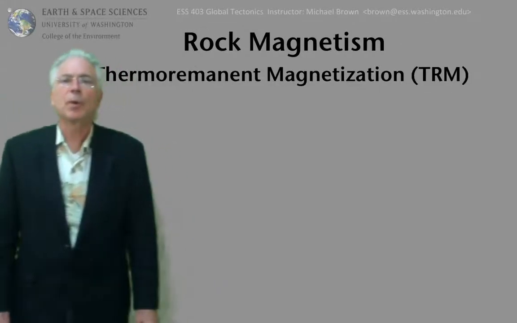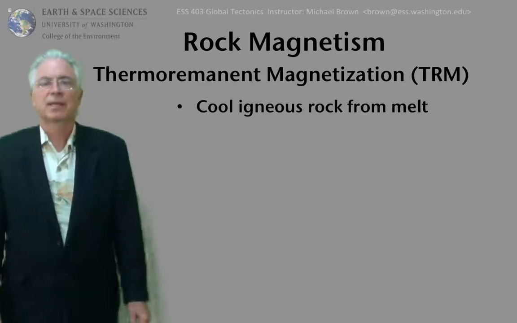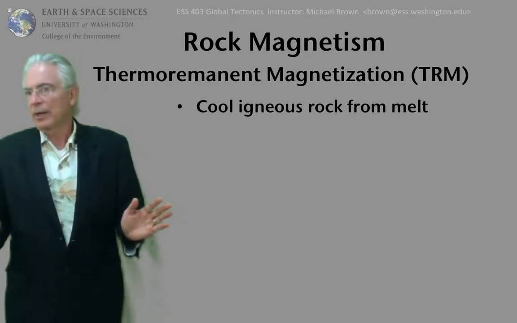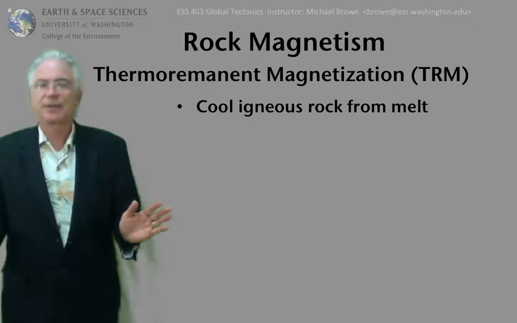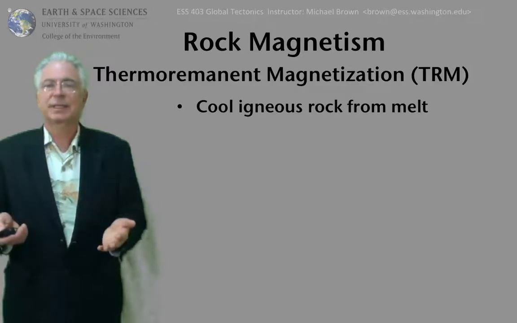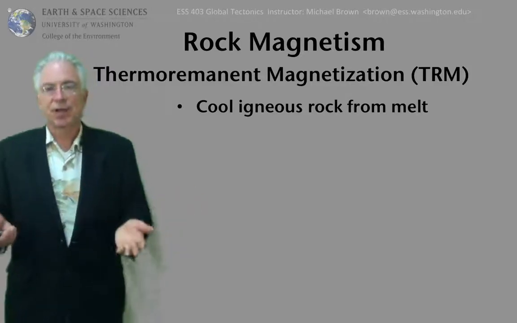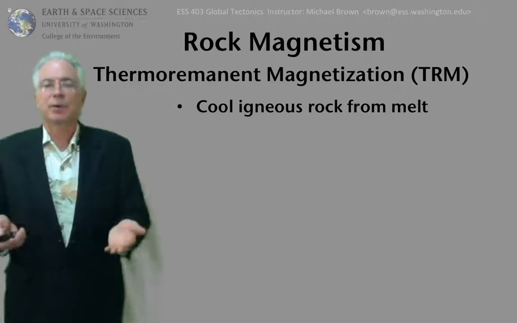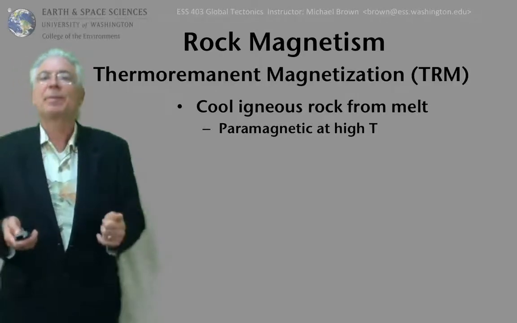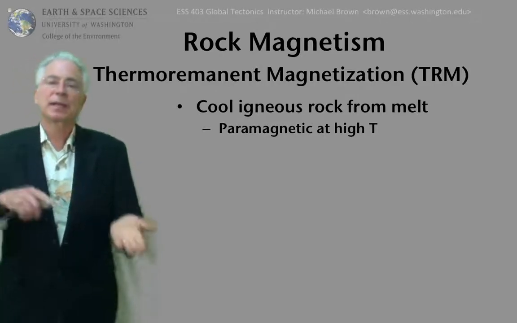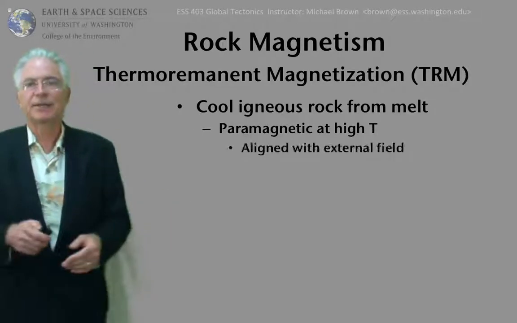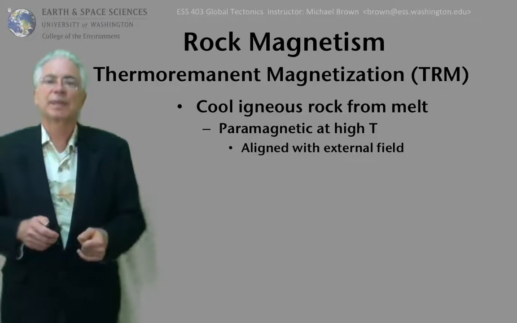Now let's talk about thermal remnant magnetization. Imagine a volcanic rock emerging from an edifice and flowing down the side of the mountain. As it cools from the melt, it hardens into a crystal. The crystal contains minerals, opaque minerals, the oxides of iron, that can be permanently magnetized. However, at high temperature, those minerals are paramagnetic. Their magnetic moments can flip around and point in the direction of an external magnetic field, Earth's magnetic field. So they align themselves with Earth's magnetic field.